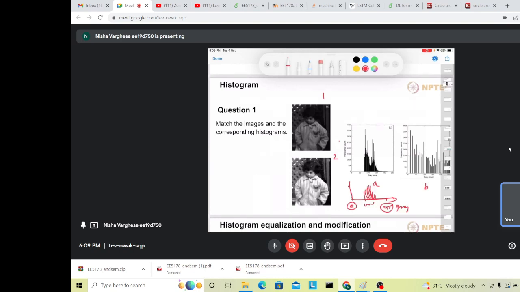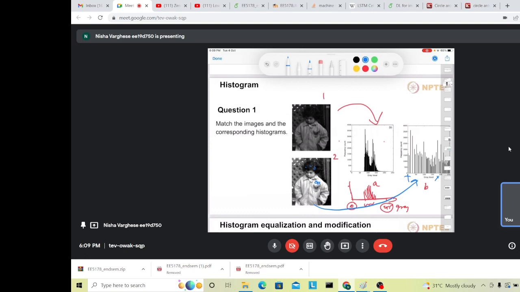Such a histogram will look like this. So the histogram of image 1 will be A and the histogram of image 2 will be B, because in the second image there are white intensity values and black values also. So there is a variation from black to white in the second histogram B. So the answer for question 1 is 1A and 2B.